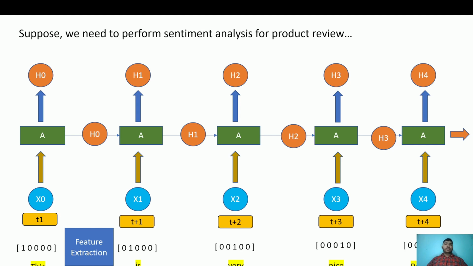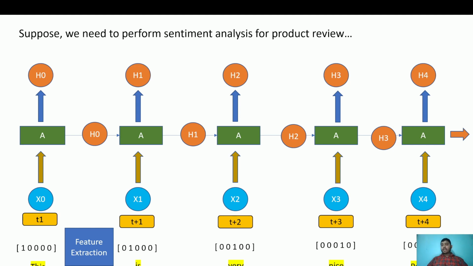Suppose we need to perform sentiment analysis for a product review. Here we have a sentence like "this is very nice product". Here you can see we apply this word as x0 on timestamp t1, right? And as you know, a machine cannot understand text data, so we have to apply some feature extraction technique to vectorize that particular word. As I have told, you can watch my previous videos on feature extraction techniques, which include bag of words, TF-IDF, and word embedding.